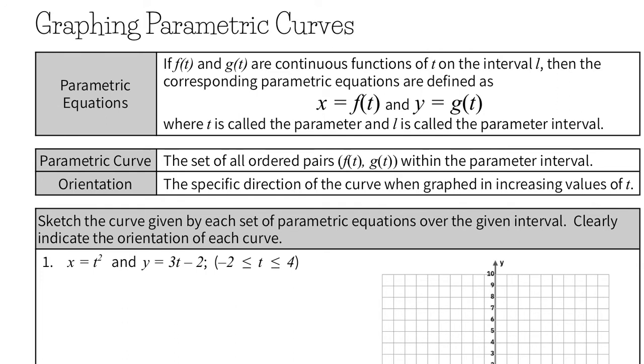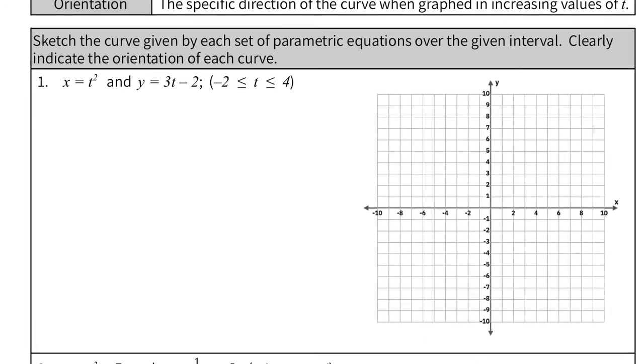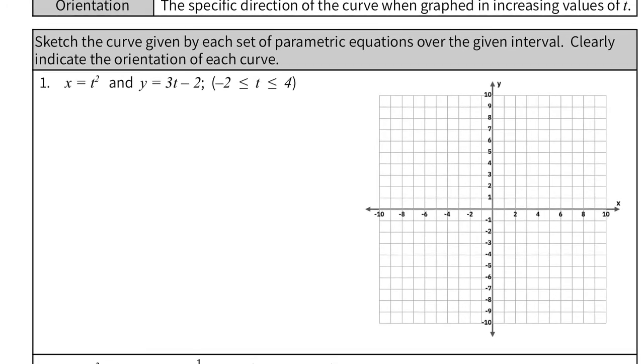So let's look at this first one. It says, sketch the curve given by each set of parametric equations over the given interval and clearly indicate the orientation of each curve. So here are my parametric equations. x is going to be equal to t squared, and y is equal to 3t minus 2. And then this right here is our interval: negative 2 is less than or equal to t is less than or equal to 4.